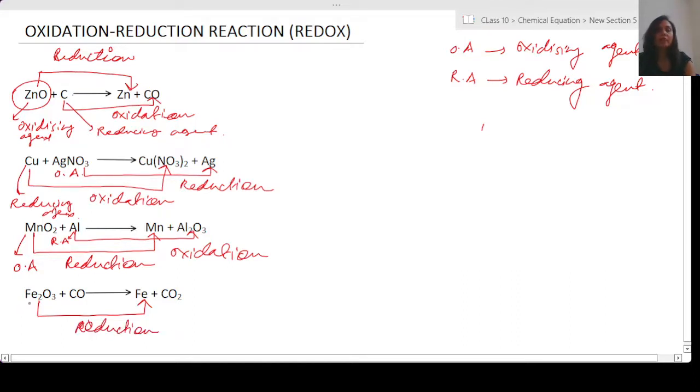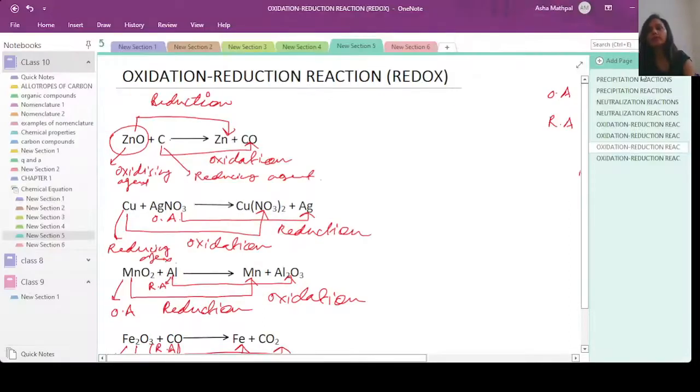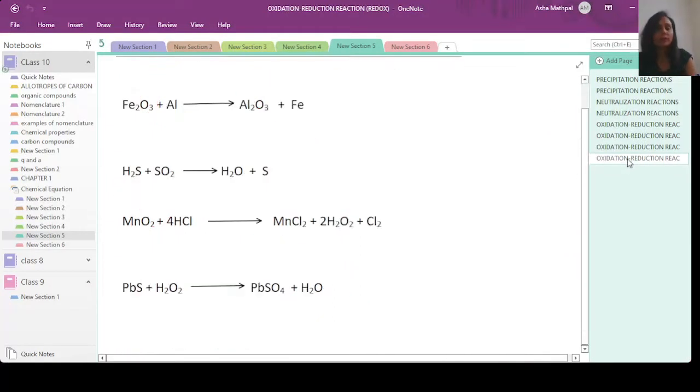Okay, and Fe2O3 is acting as the oxidizing agent. CO is gaining O because CO is changing to CO2. So this is an oxidation reaction, if there is a gain of oxygen, and CO is also called the reducing agent. Right, let us see more examples to make the concept more clear.